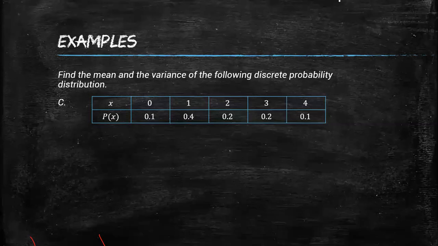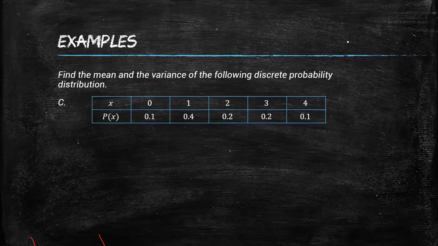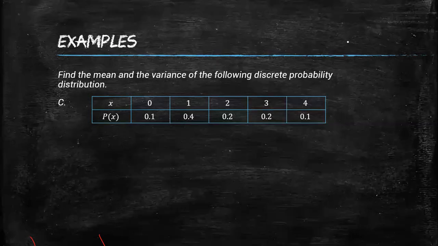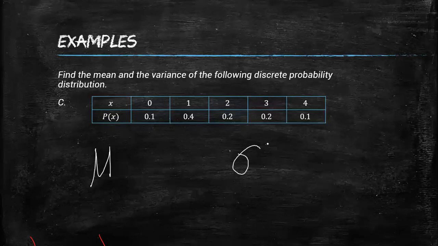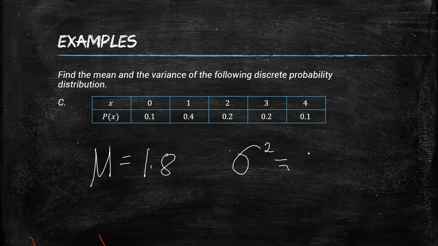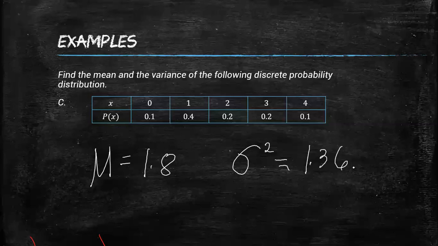Okay, sige, let's reveal. Reveal the answer. Tara, may pa-reveal. Okay, wait lang. So the answer is, as I've said kanina, bahala na kayo paano ko nakuha yung answer na to. Basta ang answer is 1.8 for the mu and 1.36 for the variance.